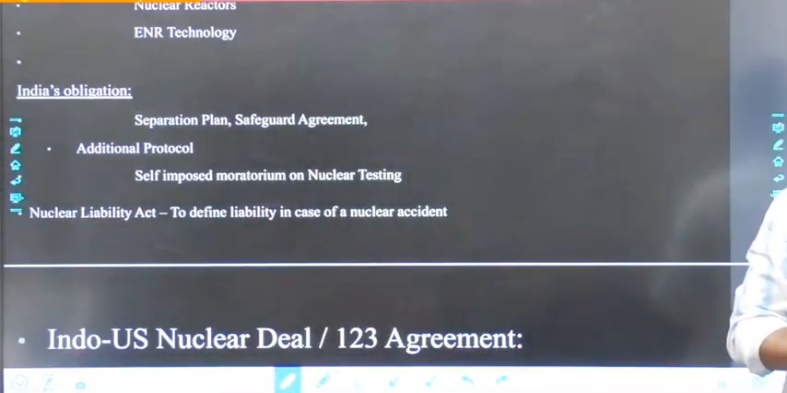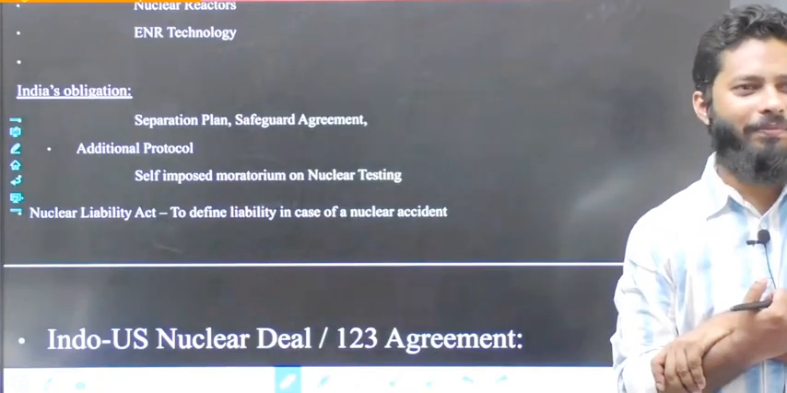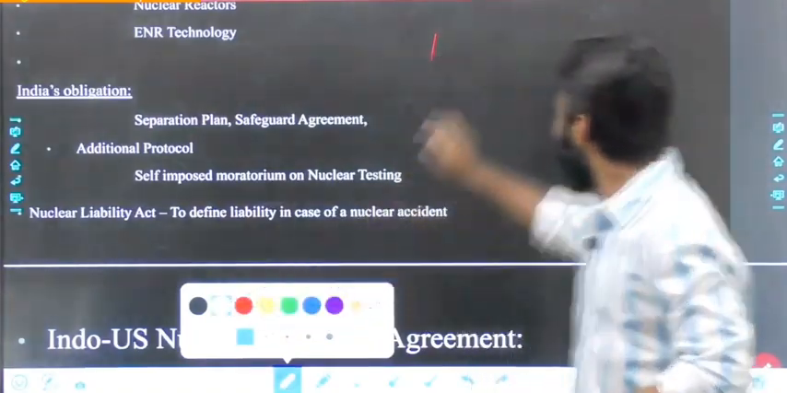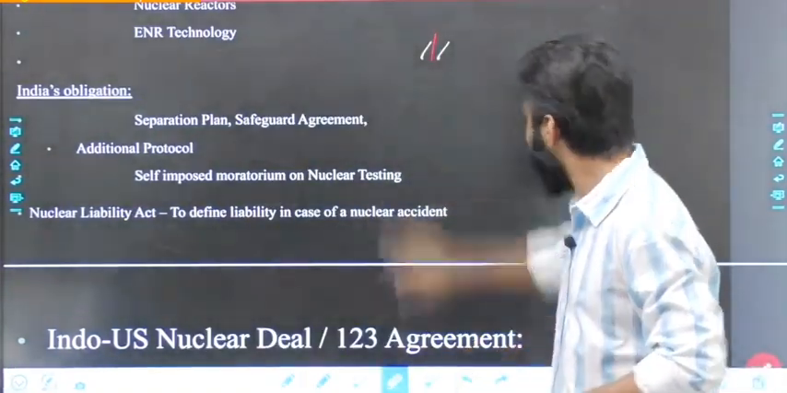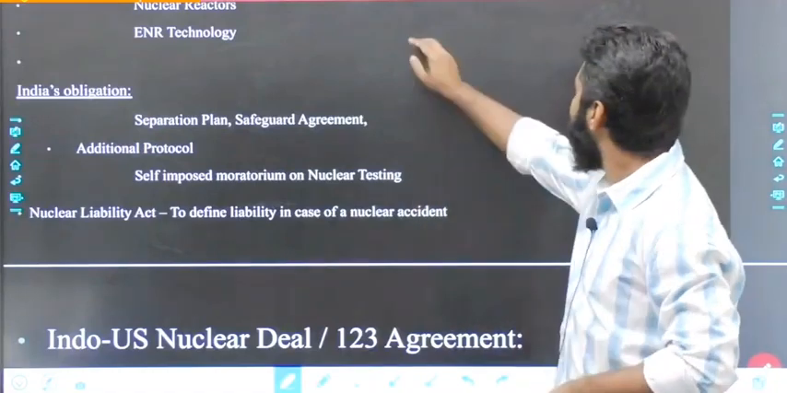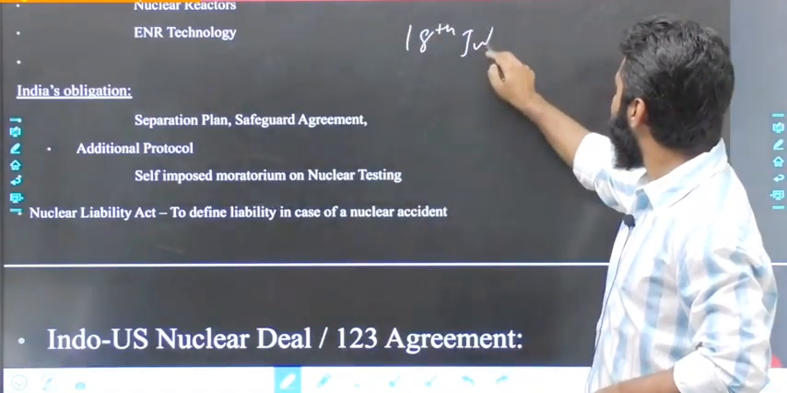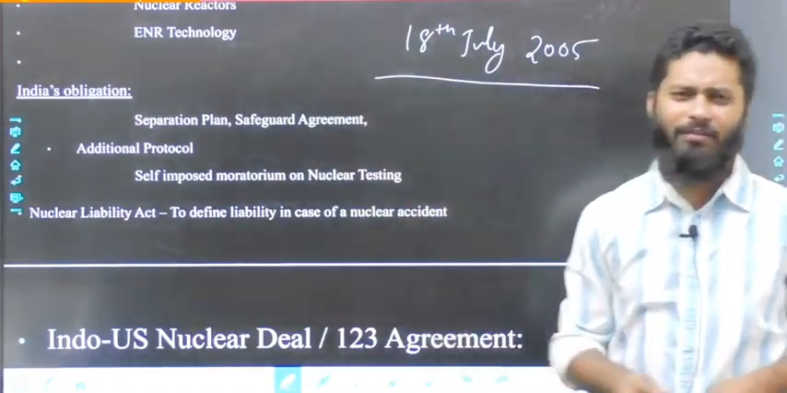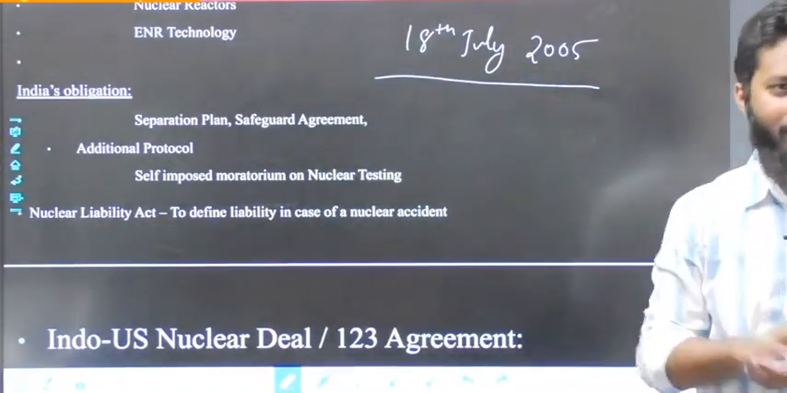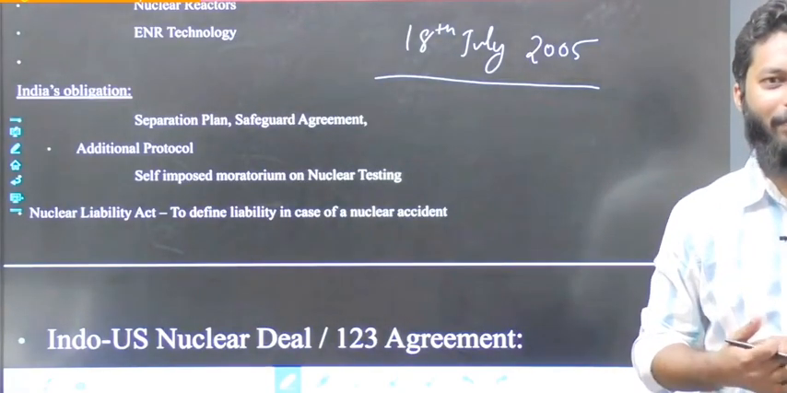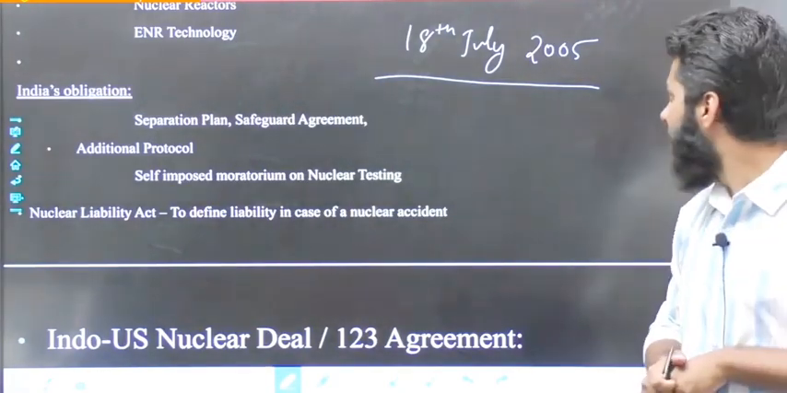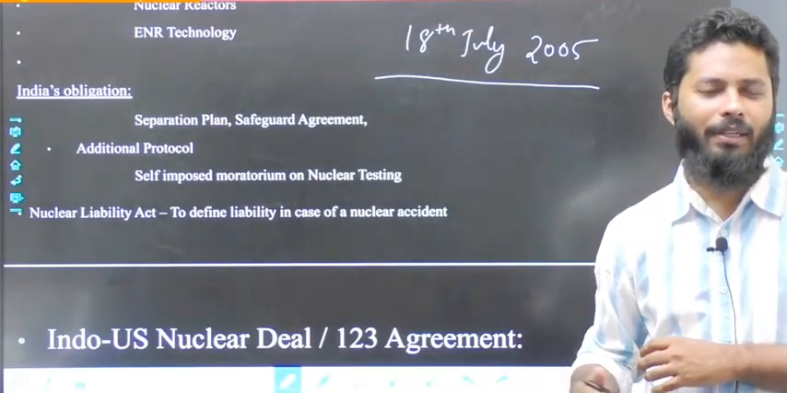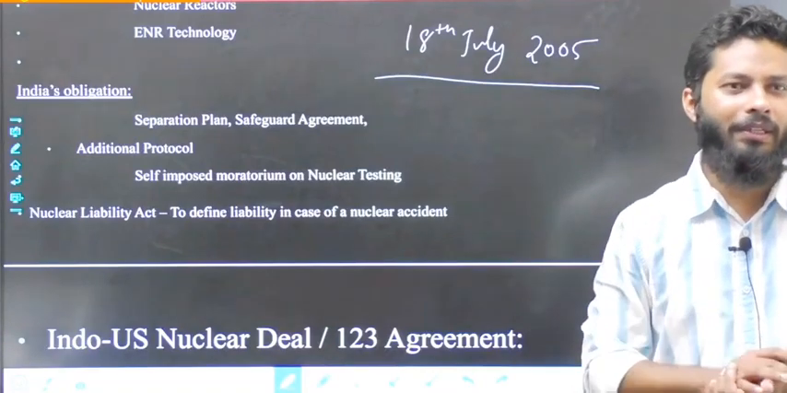See, when the US announced in July 2005, the President of the United States, George W. Bush, and the Prime Minister of India, Mr. Manmohan Singh, former Prime Minister, there was a joint statement regarding this that the US will share nuclear technology with India.